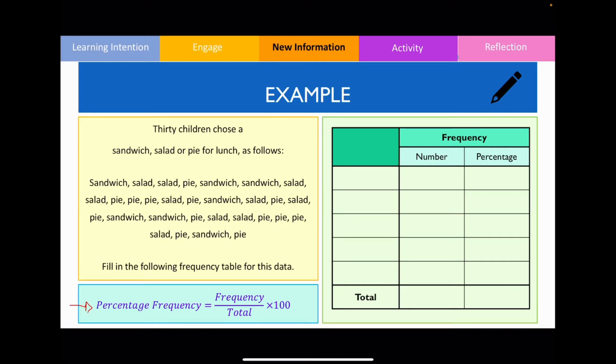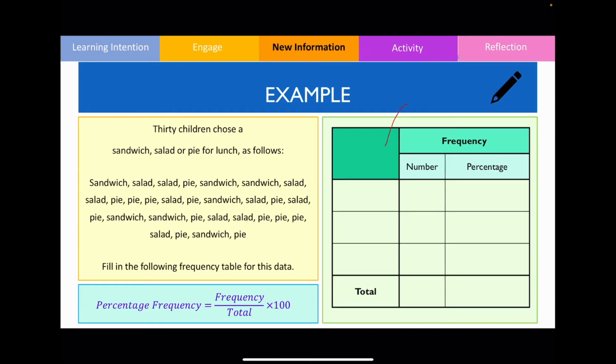So let's look at one particular example. In this example, you are surveying 30 children and they are selecting between 3 options for their lunch choice. Let's now complete the frequency table. In this cell over here, I'm going to put down the variable. In this case, the variable is lunch choices. And for these cells over here, I'm going to input the 3 different responses: sandwich, salad, and pie. In this case, we've surveyed 30 children, so the total number of responses should be equal to 30.